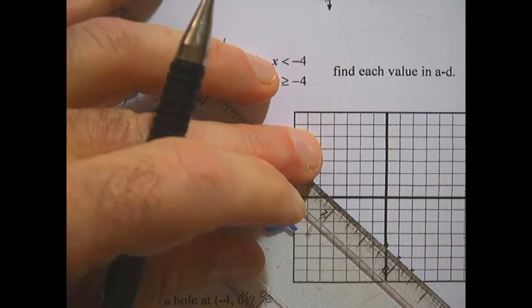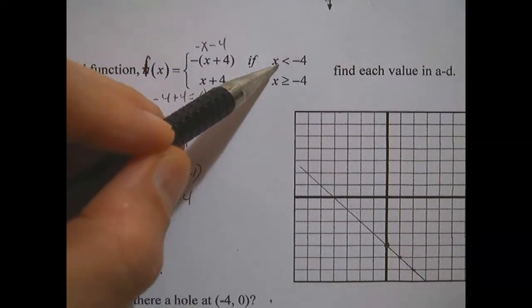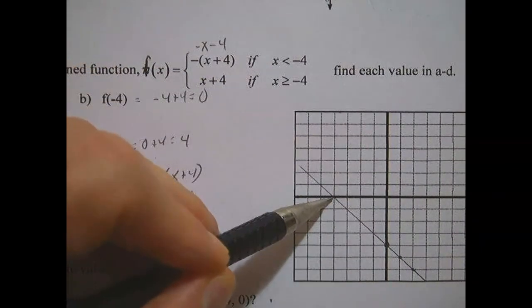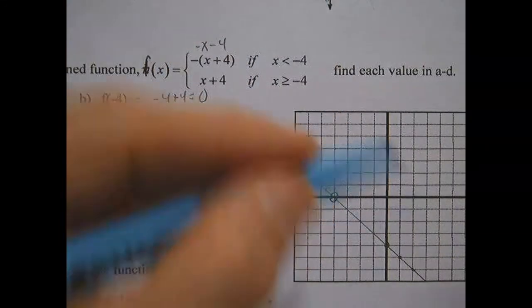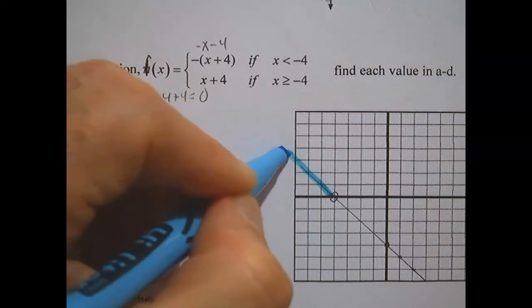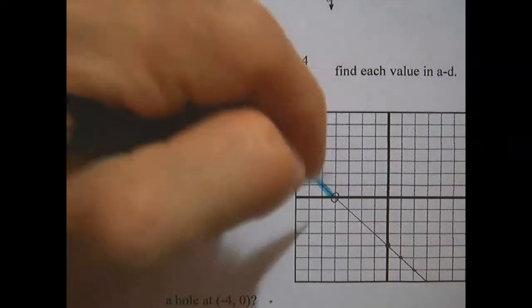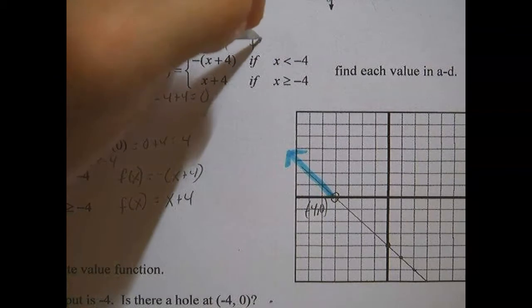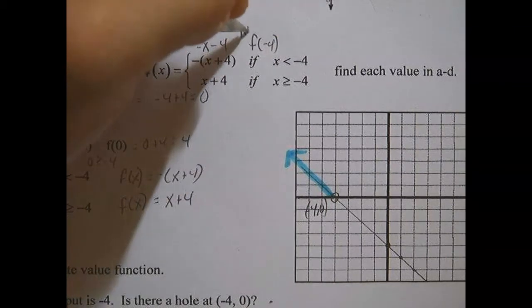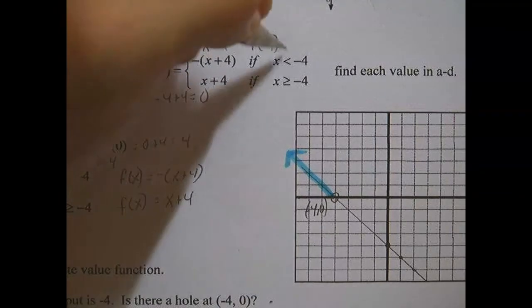And this is going to be cool what happens here. It might surprise some of you, so let's see what happens. We only want this when x is less than negative 4, so I'm looking at it. Here's the negative 4. I only want it to the left of that, so I only want this thing right here. And that is a hole at negative 4, 0. We can check that by finding f of negative 4, this is a hole, and we get the opposite of negative 4 plus 4, which is 0.